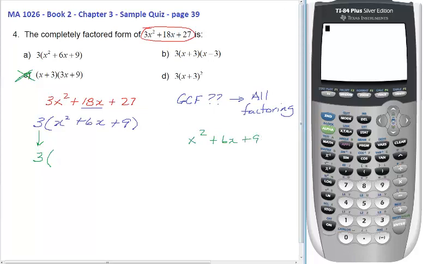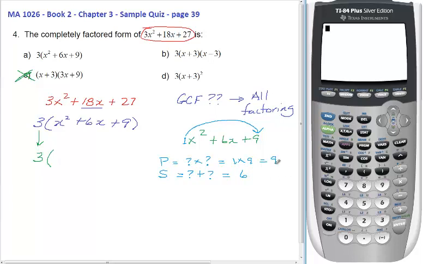One of the ways you've been taught to factor a trinomial is to use what's called product sum or decomposition. In other words, what two numbers multiply to give you the leading coefficient, which is 1, times 9? So I'm looking for a product of 9, so I'll call it P for product. What two numbers multiply to give you 1 times 9, which of course is 9, and add together, so I'll call it S for sum, to give you 6?